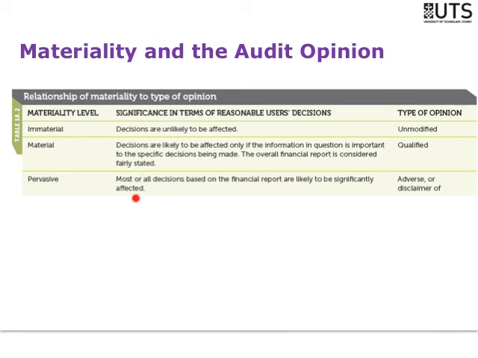Pervasive is when most or all decisions are significantly affected, meaning we've completely changed our opinion of the financial report and the performance of the company because of this pervasive misstatement, either because we're lacking information or the information that management have presented in the financial statements is wrong. So we issue an adverse or disclaimer. So pervasive is a very severe level of error. We're talking about whole sets of accounts missing, or profit being overstated tenfold.